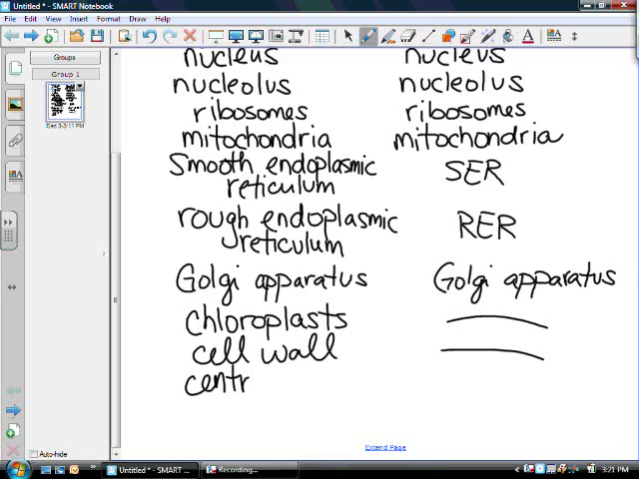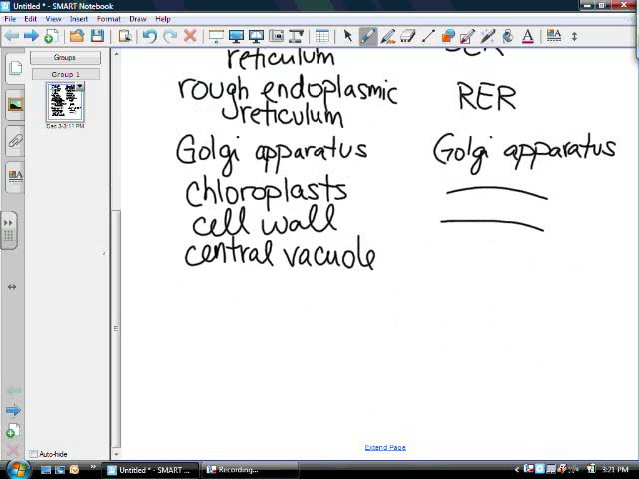You also have a central vacuole. The central vacuole is like a big giant water balloon in the plant cell. Its job is to hold water so that the plant can remain upright. If the central vacuole starts to deflate, the cell will start to shrivel a little bit, and the plant will start to droop. Water the plant again, the central vacuole will fill back up, and the plant will stand upright.